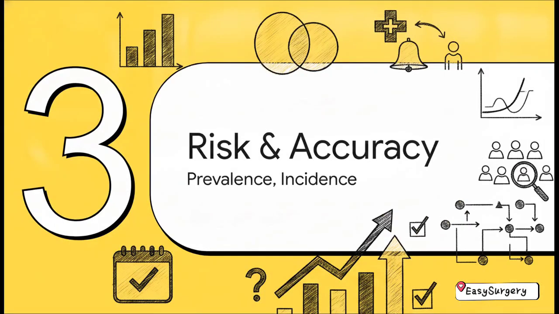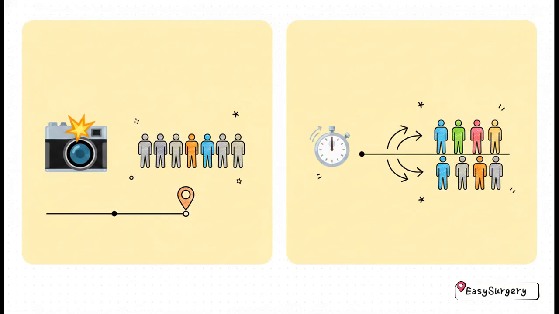Section 3. Estimating risk and accuracy. There's a critical difference between these two metrics. Prevalence is a static snapshot. It's the proportion of individuals in a population with a disease at one specific point in time. Incidence, however, is a measurement over a duration. It tracks the number of brand new cases developing in a population over a discrete period of time.